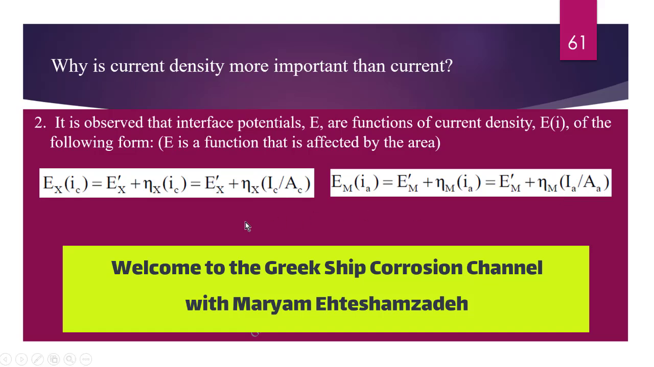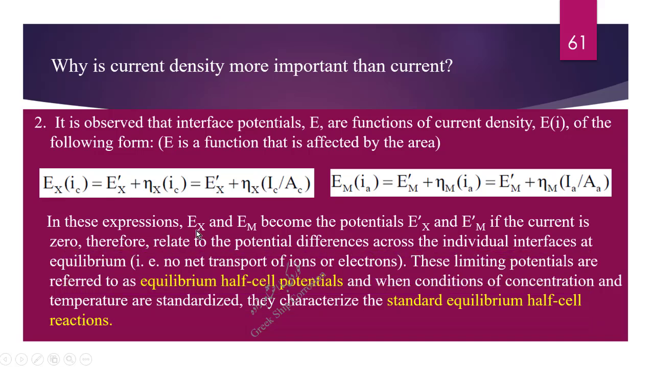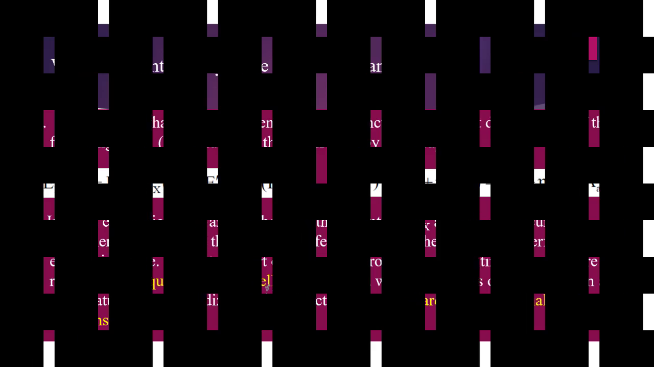divided by AA. In these expressions, Ex and Em become the potentials E prime x and E prime m if the current is zero. Therefore, they relate to the potential differences across the individual interfaces at equilibrium, that is, no net transport of ions or electrons. These limiting potentials are referred to as equilibrium half-cell potentials, and when conditions of concentration and temperature are standardized, they characterize the standard equilibrium half-cell reactions.